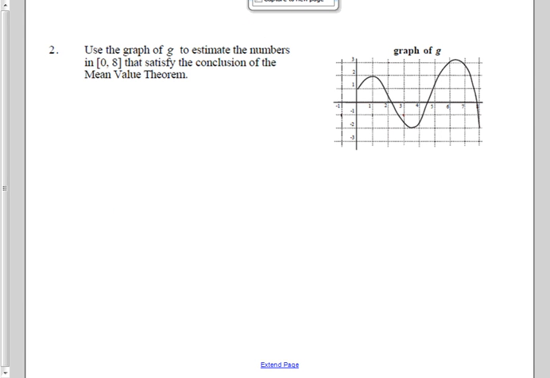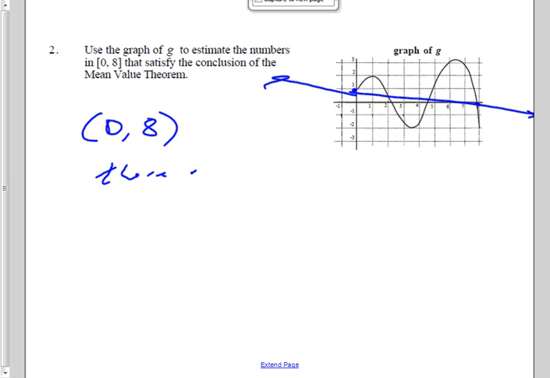All right, so use the graph of g to estimate the numbers on the interval from 0 to 8 that satisfy the conclusion of the mean value theorem. Well, from 0 to 8, if we draw the secant line, the mean value theorem says that between 0 and 8, there must exist a place where my derivative equals the slope of this, which is negative 1/8.